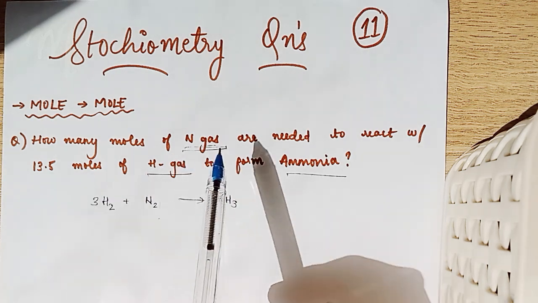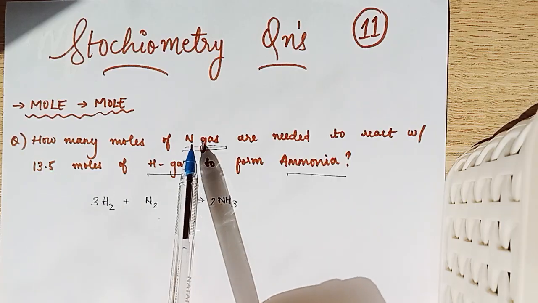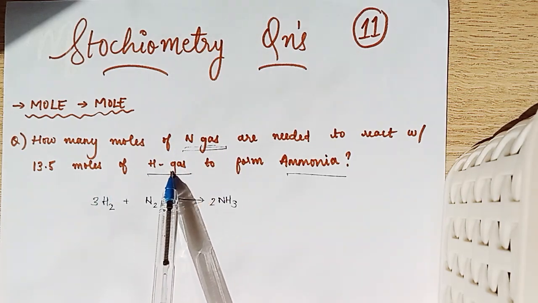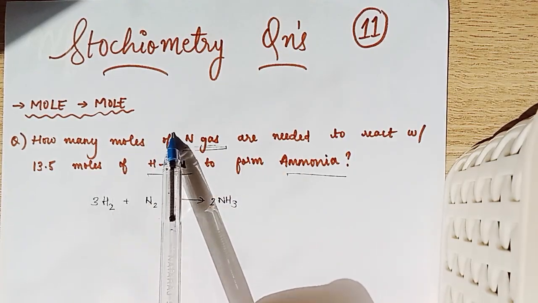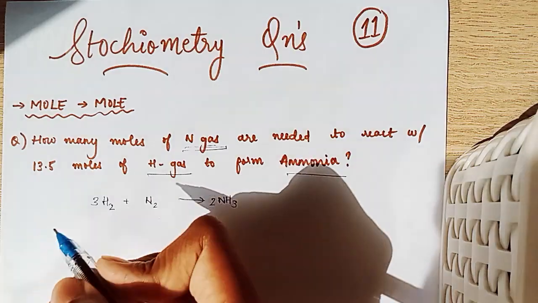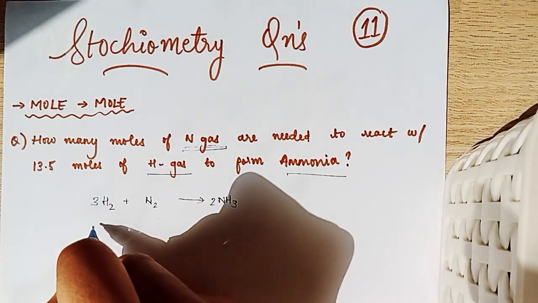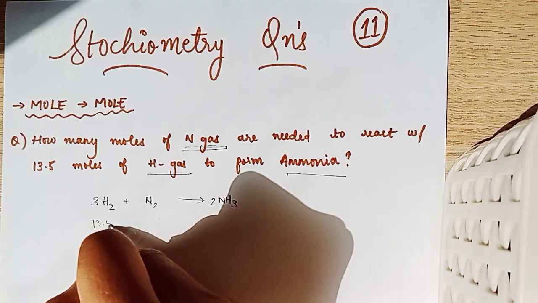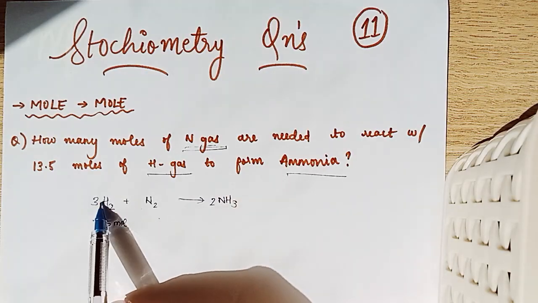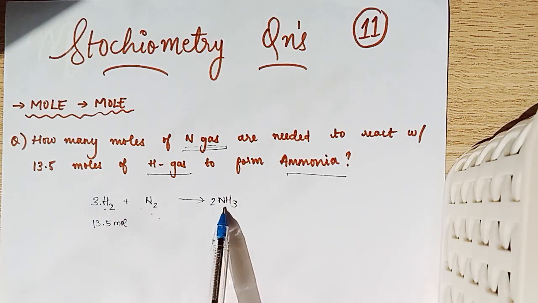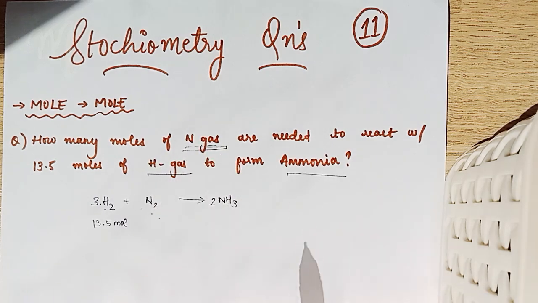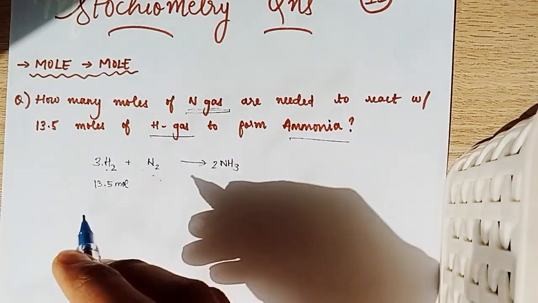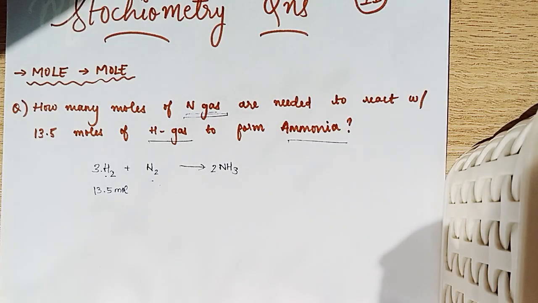Next, they have given us 13.5 moles of H2 gas reacts with N2 gas to form ammonia. So how many moles of N2 gas are needed? So write down what's given. Here 13.5. So just write 13.5 moles of H2 gas reacts with N2 to give 2NH3. The question is to find how many moles of N2 gas are needed. For this we need to take the ratio.